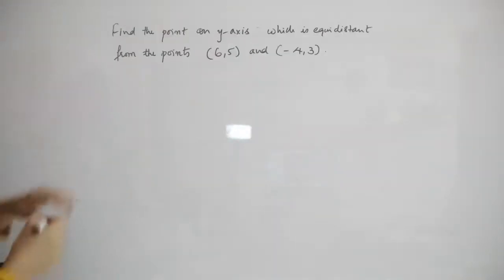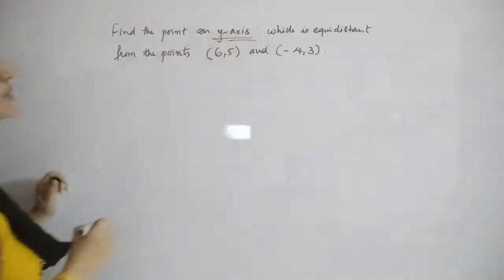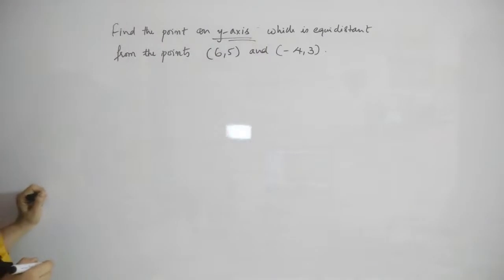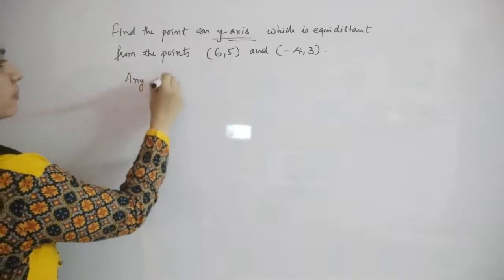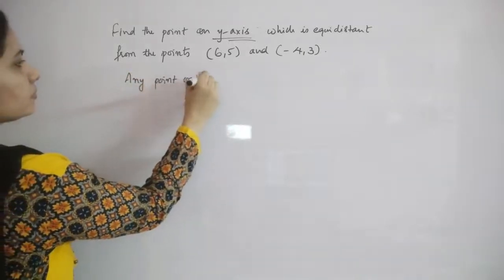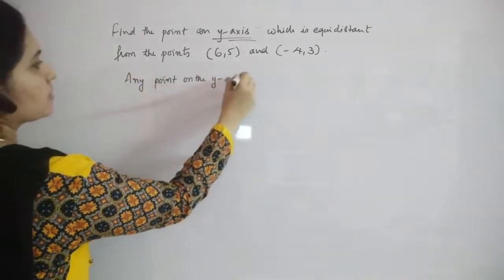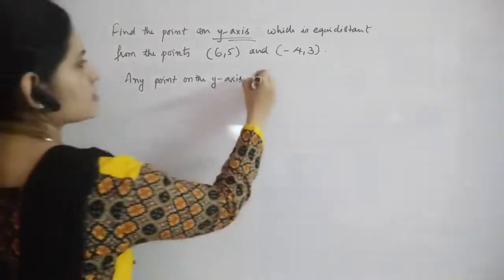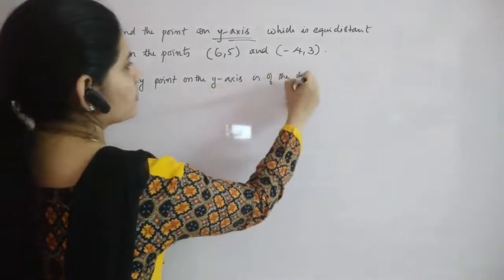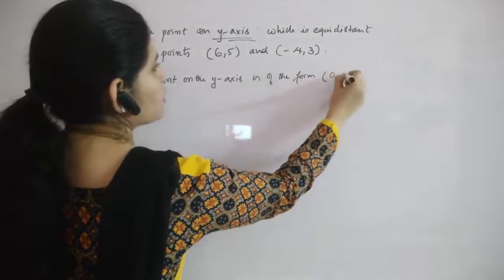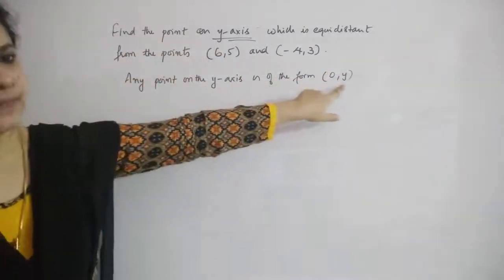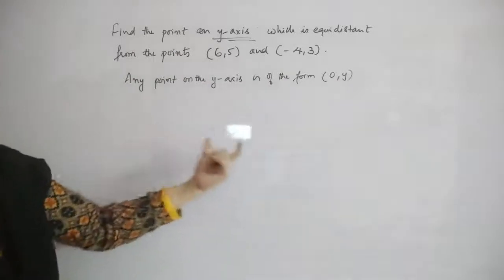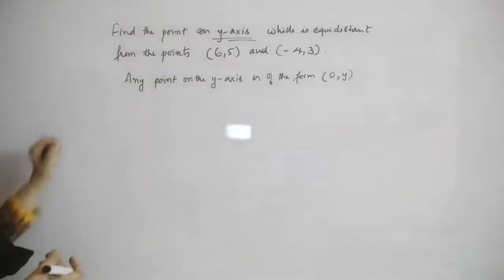Find the point on the y-axis which is equidistant from the points (6, 5) and (minus 4, 3). So any point on the y-axis is of the form (0, y). That means in order to get the point, you need to find out what is y, and then you have to represent it as 0, that value of y. Okay, that will give you the point.